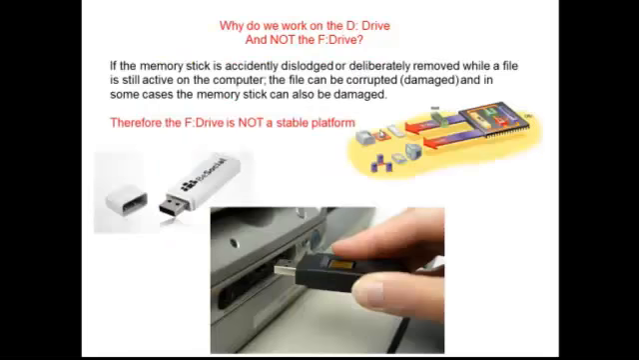Our other standard storage device is, of course, our F drive, i.e. our memory stick or our thumb drive. Now, it's not as fast a location as our N drive, but it's also not as stable because of the chance of accidental discharge or removal of our memory stick. It's not a stable platform. If the memory stick is accidentally dislodged or deliberately removed while a file is still active on the computer, the file can be corrupted, damaged, sometimes even lost completely, and in some cases the memory stick can also be damaged should there be an electronic connection to it.